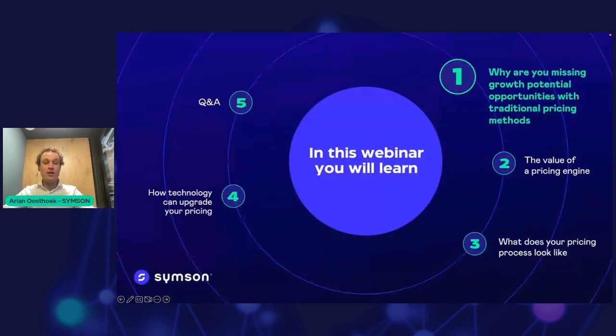And also in this part, we have some interactive polls. And the fourth part, we will tell you everything about how technology can upgrade your pricing. So what could be the impact of software? What could be the impact of machine learning and AI in your pricing nowadays? And in the last topic, we would like to answer the questions you have. So if you have any burning questions, you can ask them in the meantime in the chat. But in the end of the webinar, we will go to them to answer them.